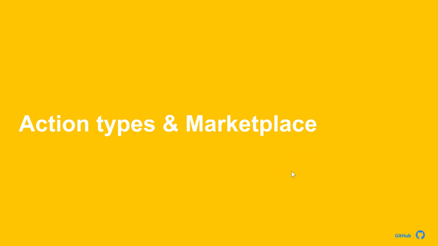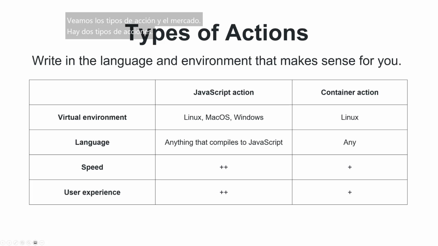Now let us look at action types and marketplace. There are two kinds of actions: a JavaScript action (Node 12) and a container action. The screen shows a chart with the important points to remember.